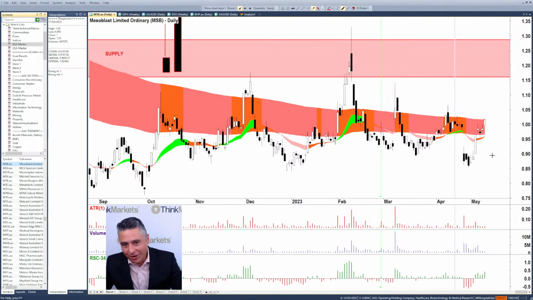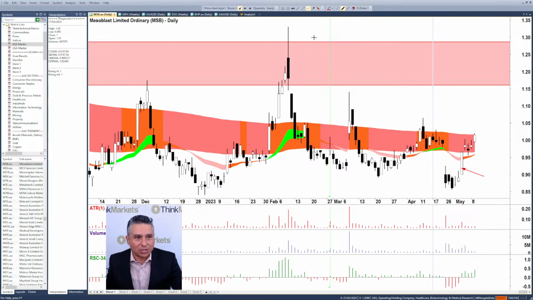There's some good stuff here, right? This is good. I like this candle. I like the shallow pullback. But this is going to be a trade, right? I don't think it's any more than that.